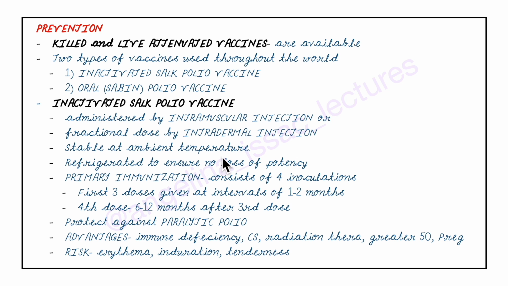It is stable at ambient temperature. It is refrigerated to ensure no loss of potency. The primary immunization consists of 4 inoculations. The first 3 doses are given at intervals of 1 to 2 months. The fourth dose is given at 6 to 12 months after the third dose. It protects against paralytic polio.